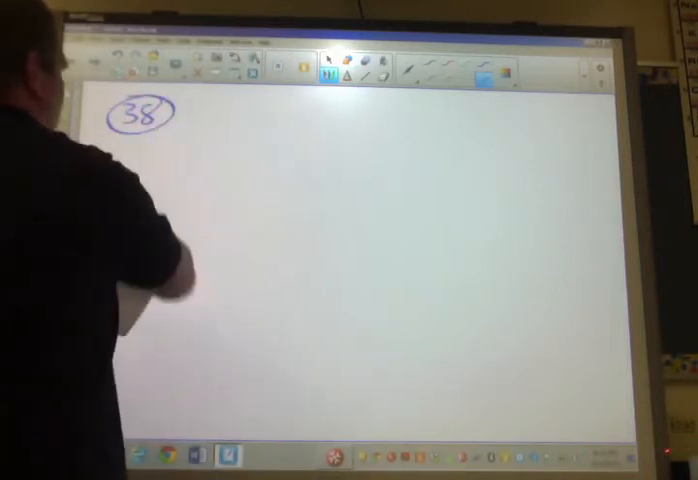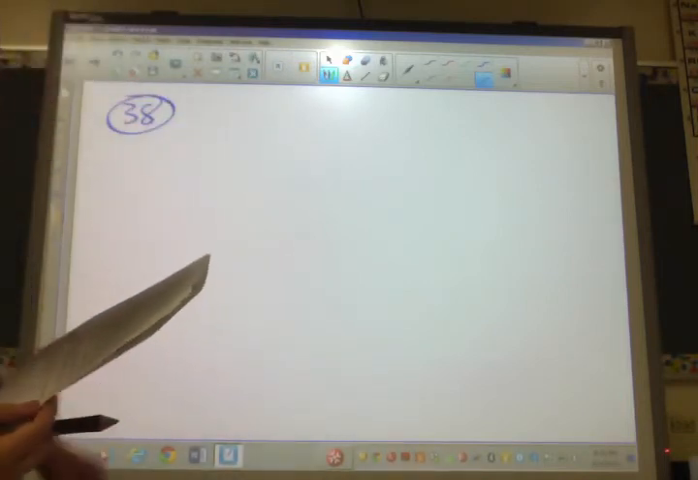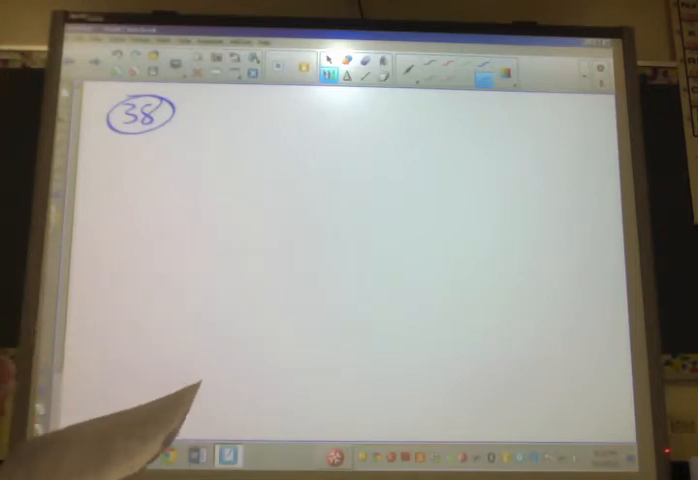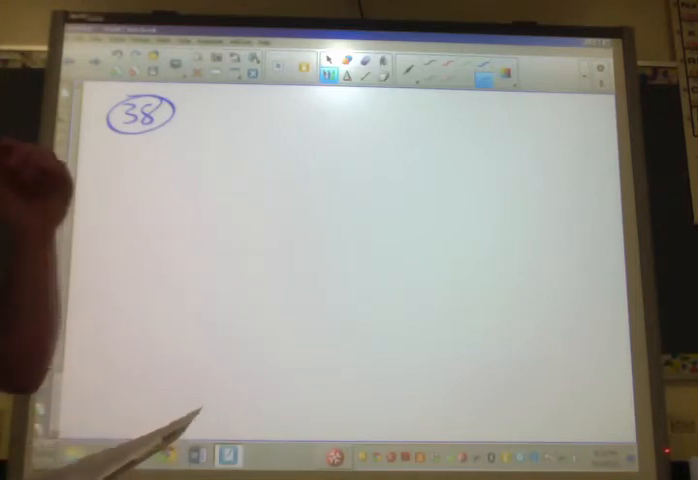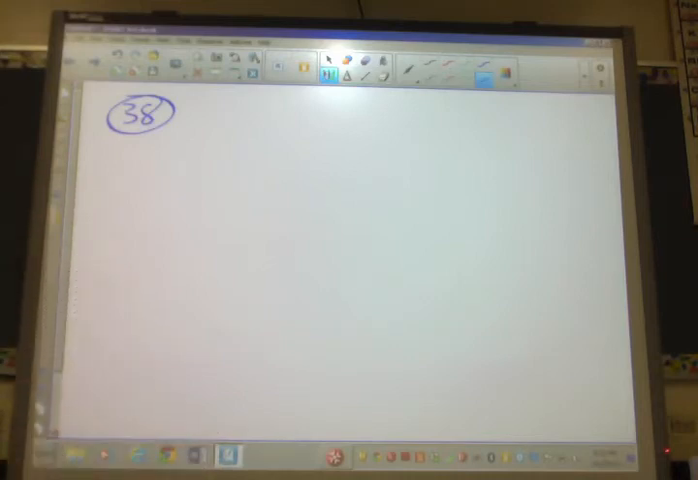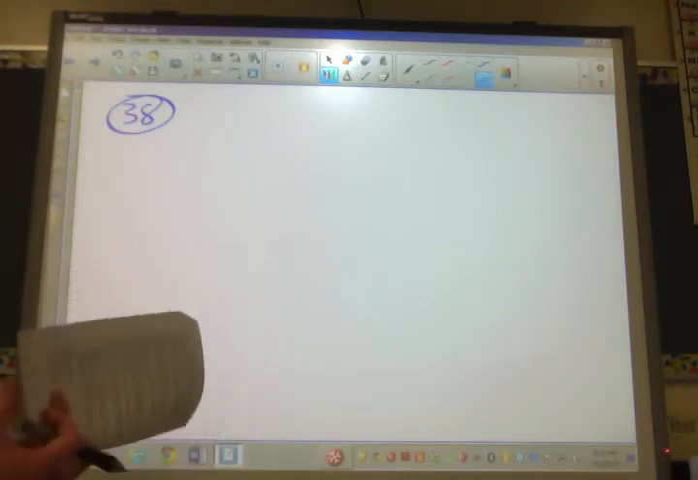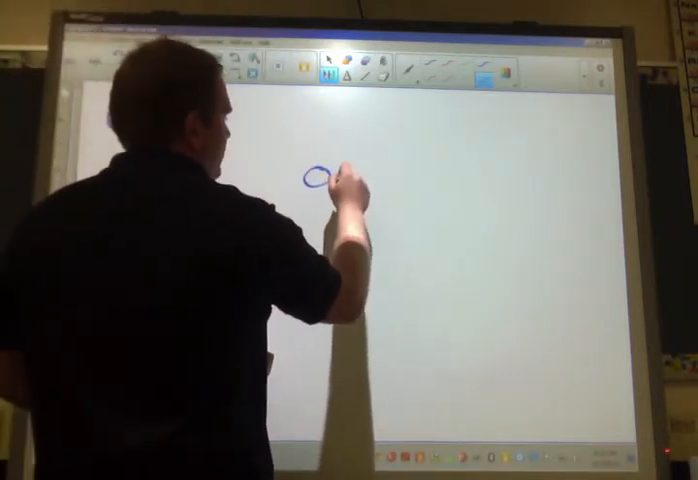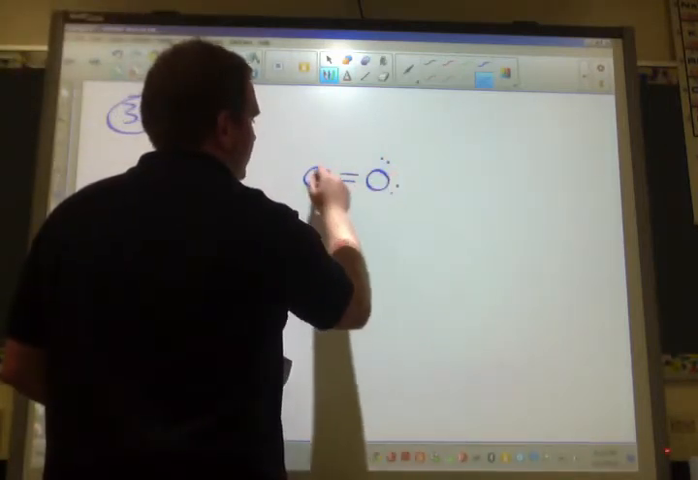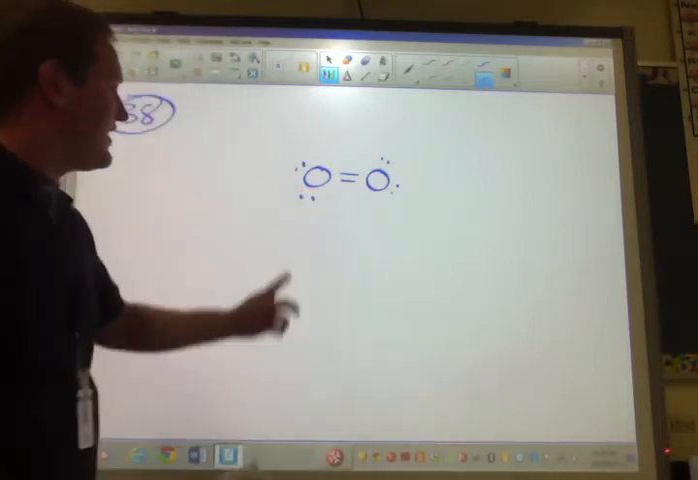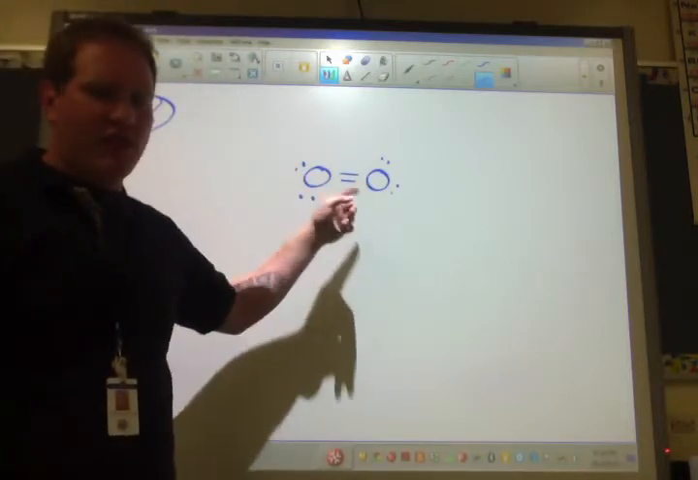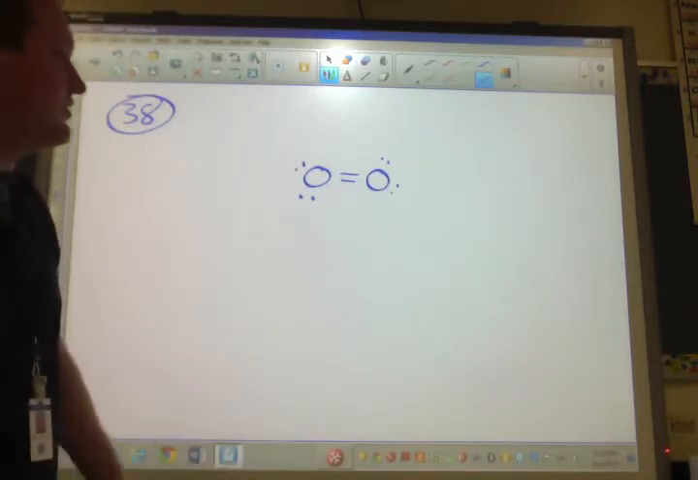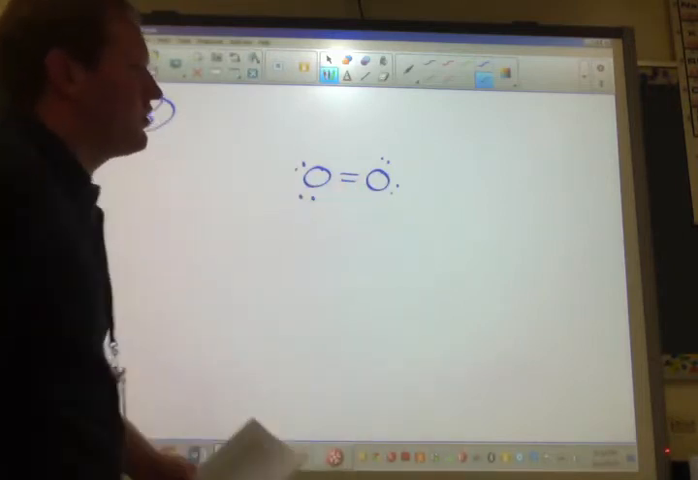What is meant by a nonpolar covalent bond? What that means is there is no difference or a minimal difference in electronegativity between the two atoms that are bonding. So a classic example is something like O2. What's the electronegativity difference between these? Well, it's zero. They're both oxygen. They have the exact same pull on electrons. So this would be a nonpolar covalent bond.